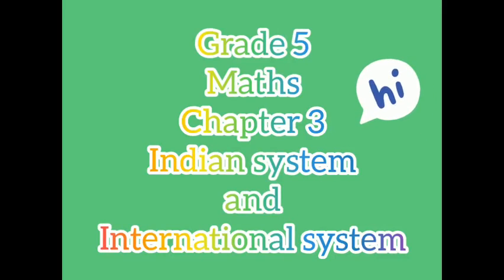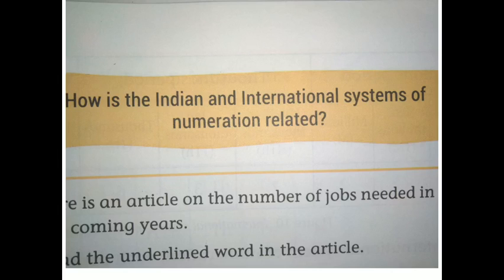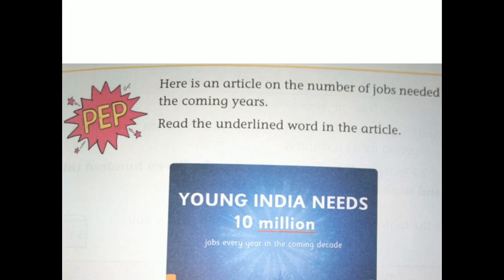Today we are going to see chapter 3, a new topic: the Indian system and the international system. What is the Indian system and what is the international system? How are the Indian and international systems of numeration related? We have seen earlier about place values: ones, tens, hundreds, thousands, lakhs. Those systems are called Indian systems.